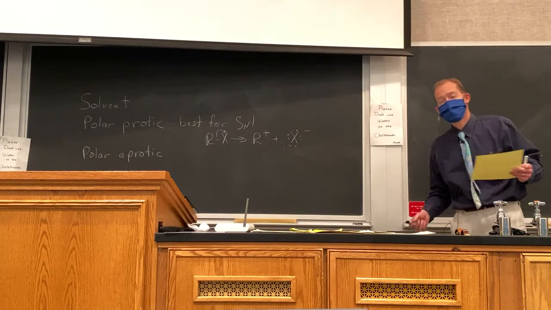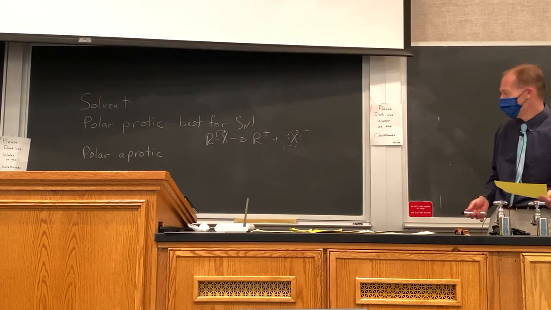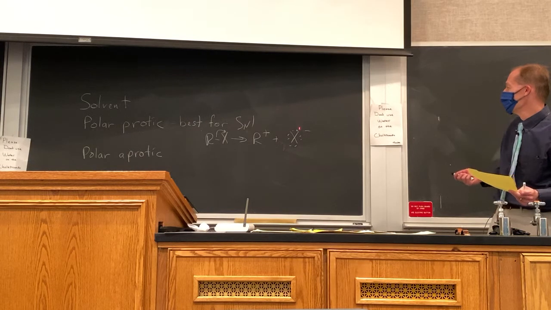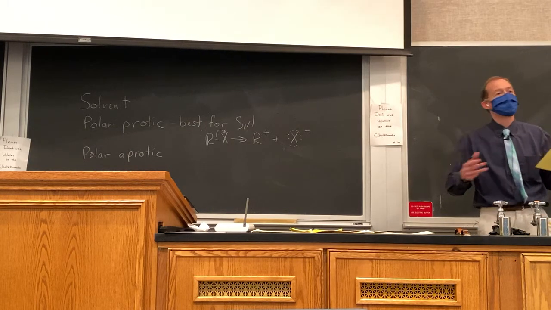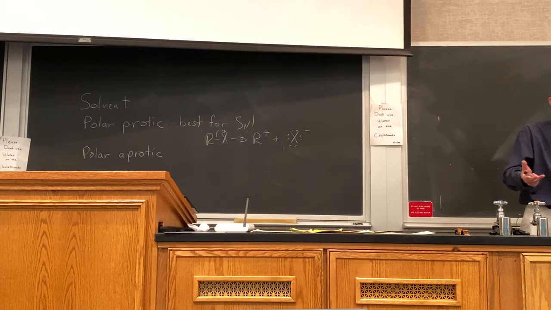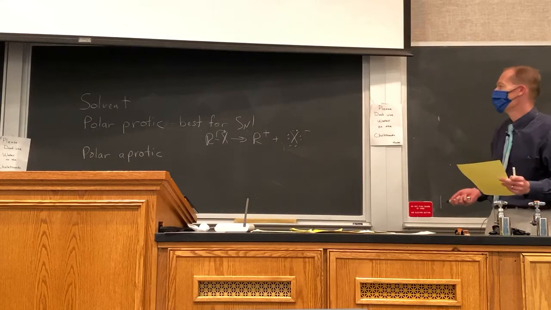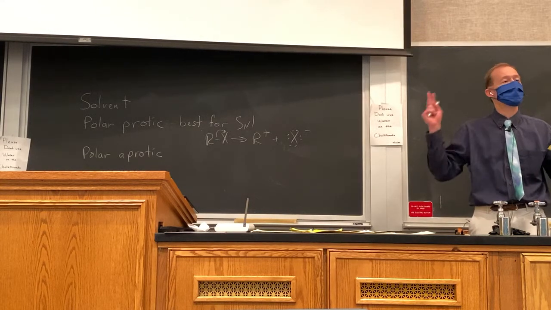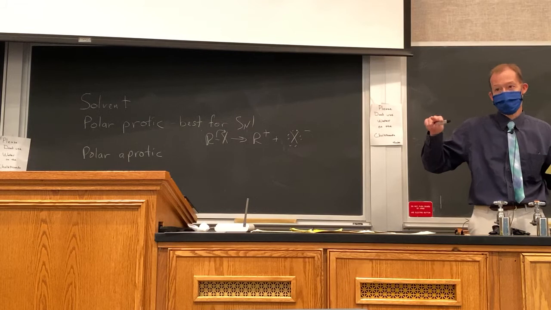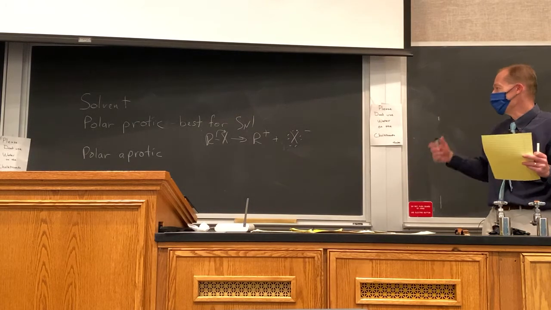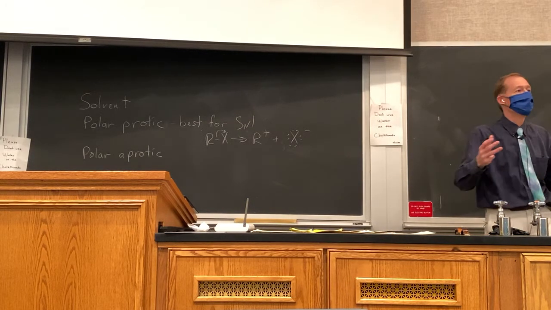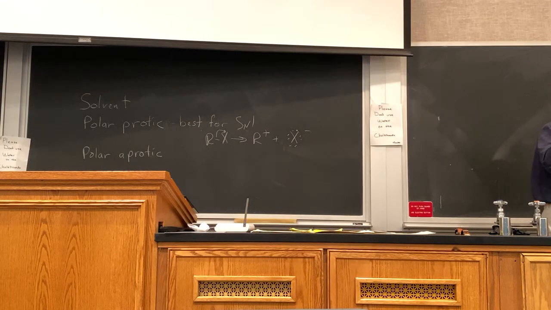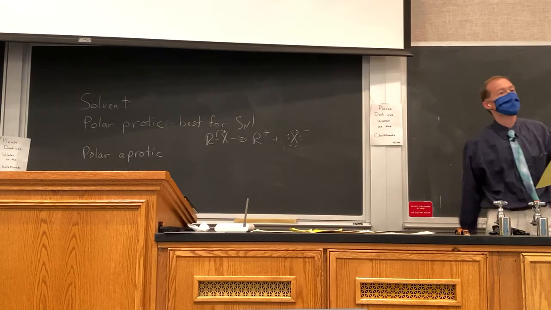Okay. So a polar protic solvent is also capable of solvating the leaving group, which is an anion. So a polar protic solvent can solvate both products of the rate determining step, whereas a polar aprotic solvent would only be able to solvate one of the products of the rate determining step.